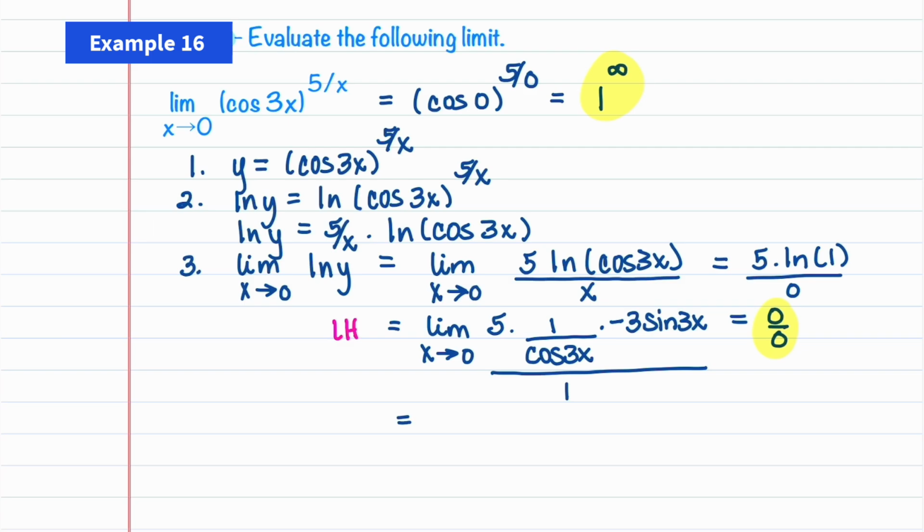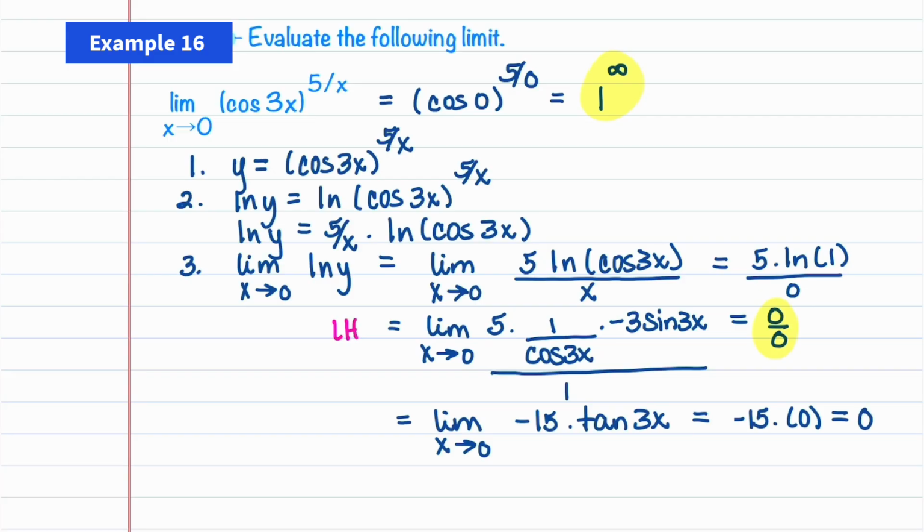Let's go ahead and simplify this. This is the limit as x goes to 0 minus 15, and we have a sine over a cosine, so that is tangent of 3x. Now we can let x be equal to 0, so we have minus 15 times tangent of 0, which is 0, and this gives us 0.